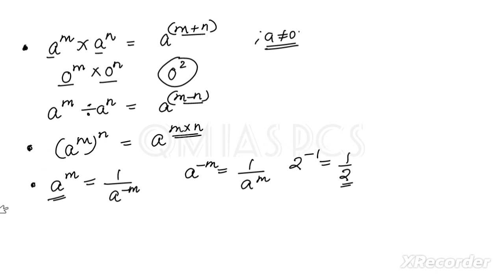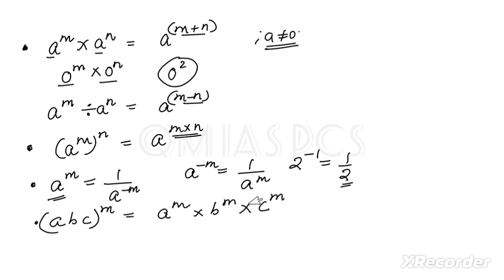Clear? The second thing is distribution. If a, b, c are in multiplication and the complete power is m, you can distribute the power. It will be a to the power m multiplied by b to the power m multiplied by c to the power m.